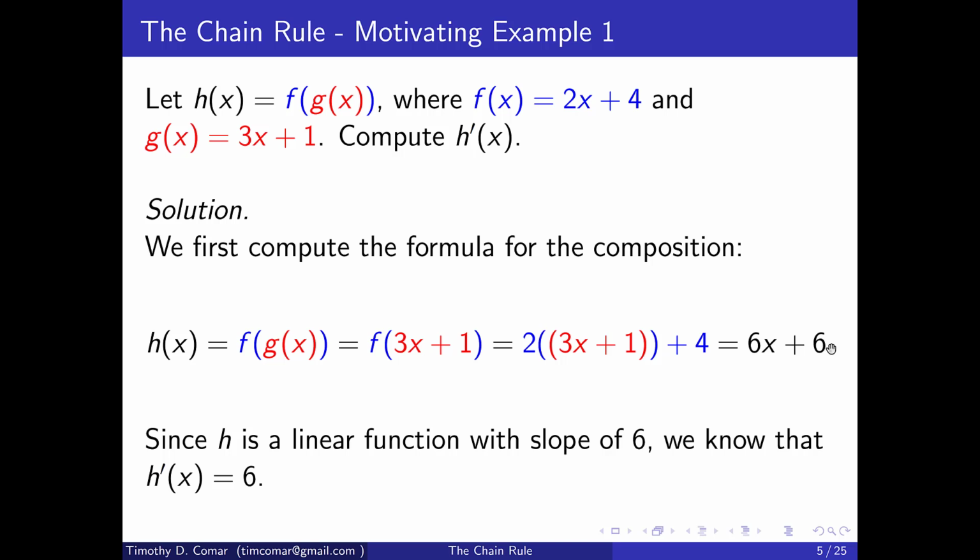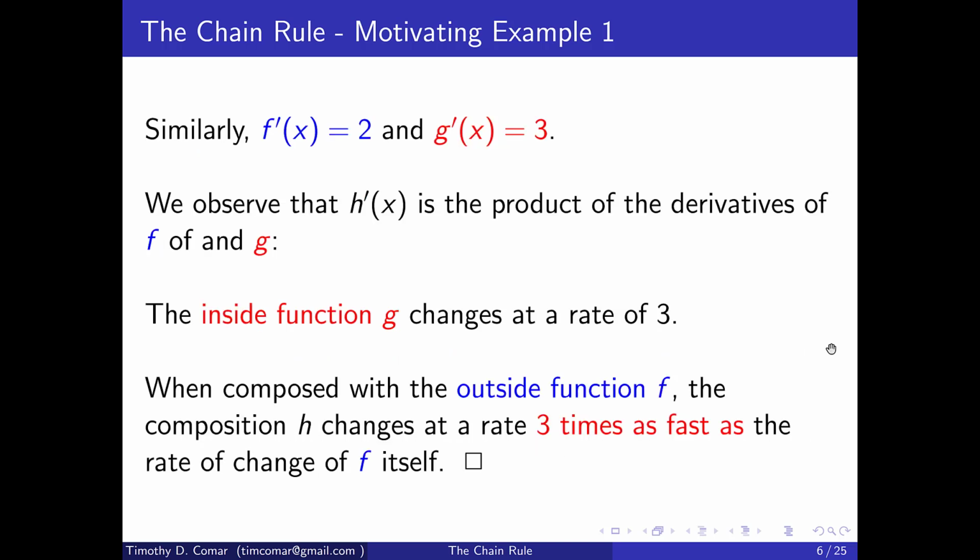Now, since h is a linear function with slope 6, we know that h prime is going to be 6. The derivative of h is 6. Similarly, since f is a linear function of slope 2, its derivative is 2, and g is a linear function of slope 3, its derivative is 3. So we observe that h prime, the derivative of h, is the product of the derivatives of f and g.